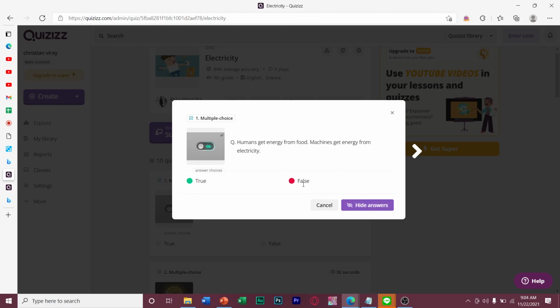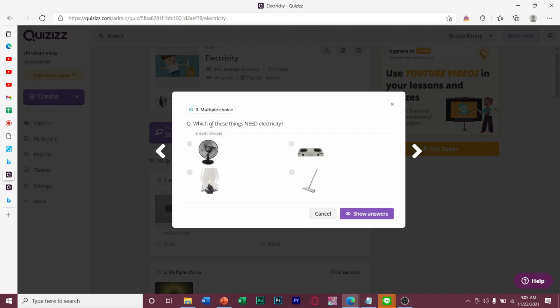The correct answer is true. Okay, next, number 2. Listen first, then we are going to answer it later. Number 2, electricity is energy. Is it true or false? True. Very good. It's true. Next, number 3. Which of these things need electricity? Is it electric fan, gas stove, gas lamp, or mop? Is this A, B, C, or D?